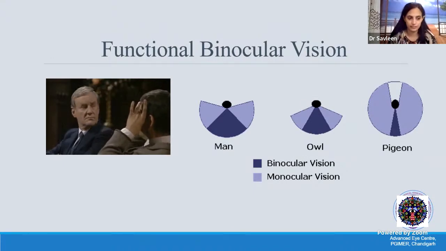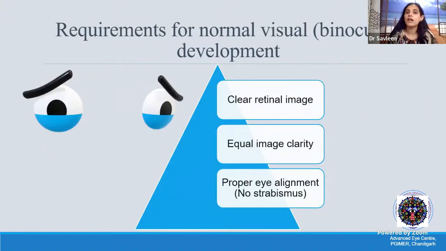Now, in order to have binocular vision development, we need three very important things: a clear retinal image from a normal retina, equal image clarity from the two retinae of the two eyes, and the third, most important, being proper eye alignment, that is, no strabismus.